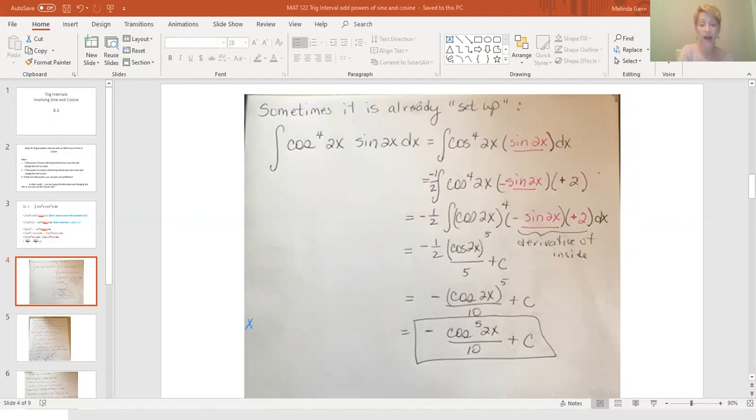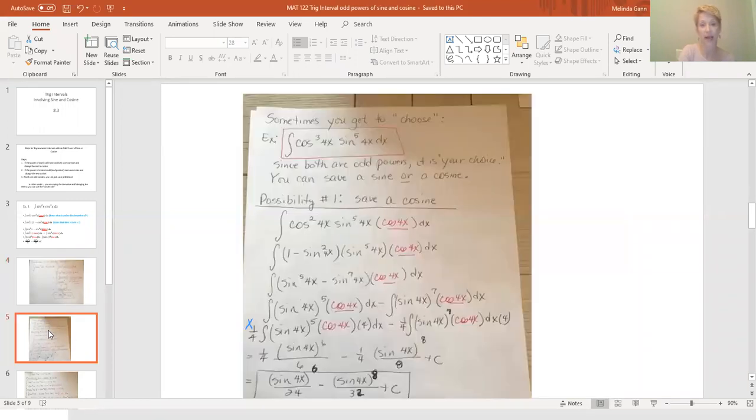Okay? Now, sometimes you have a choice. And here's what I mean by you have a choice. On this one, notice both of them are odd powers. Okay? So my cosine is an odd power of 3. My sine's an odd power of 5. So I have the choice of whether to save a sine or a cosine. Now, if you have a choice, you really want to save one of the smaller power. Okay, and you'll see why. I'm going to work it both ways so that you can see. When you save the smaller power, though, it's less work.